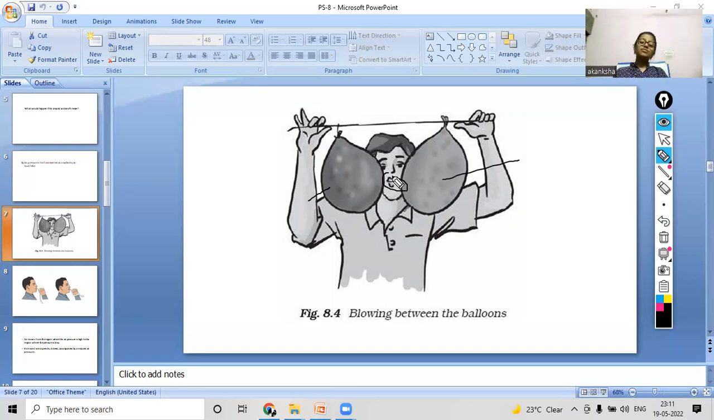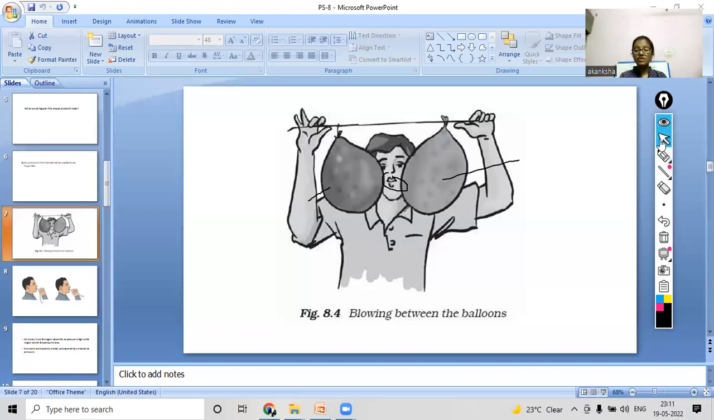So why do you think so? Why are they moving apart and not closer? Any idea from your side? Okay, you can write it in the chat box. It happens because of the wind speed, the wind coming from his mouth is very fast and it is pushing both the balloons. Yes, you all answered it correctly.